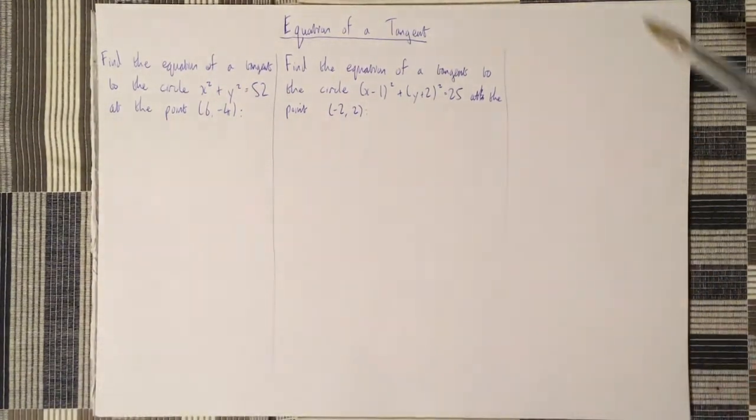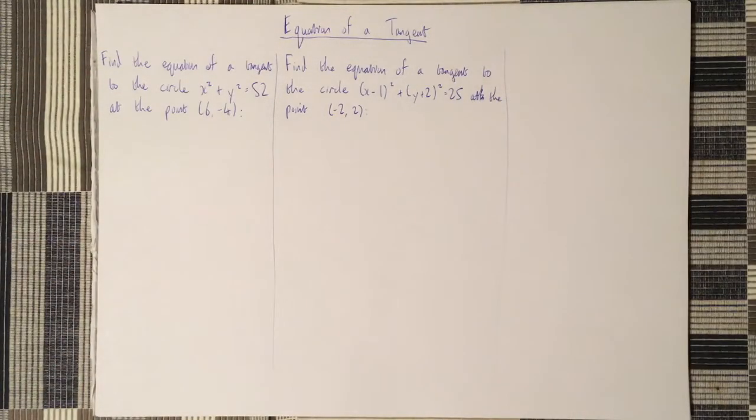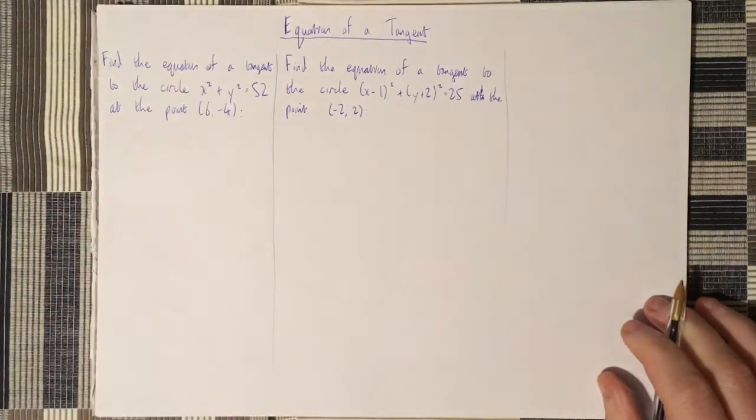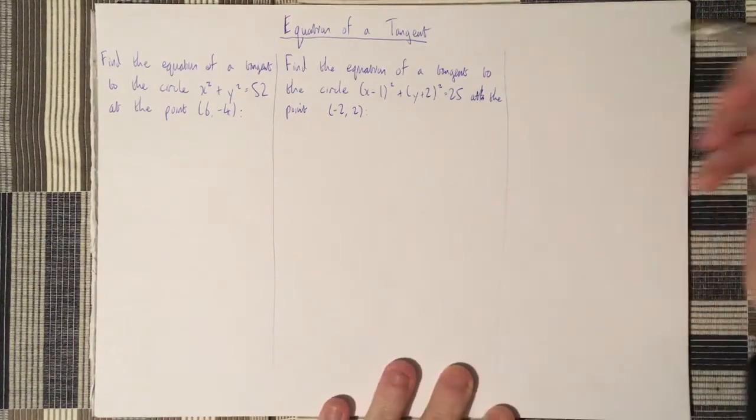All right, so one thing we're often asked to do around a circle is finding the equation of a tangent to the circle. I'll just start with the example and talk through the logic of what we're doing here. So first question here is: find the equation of a tangent to the circle x squared plus y squared equals 52 at the point (6, -4).